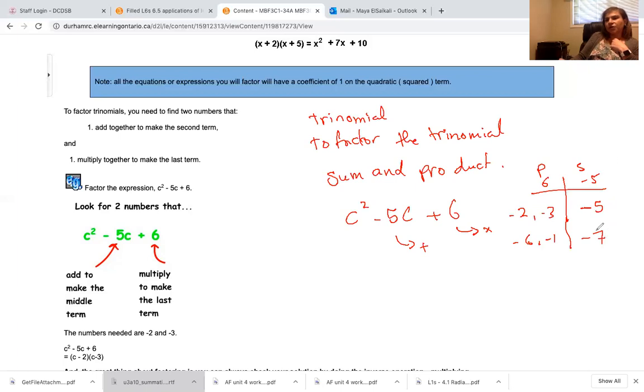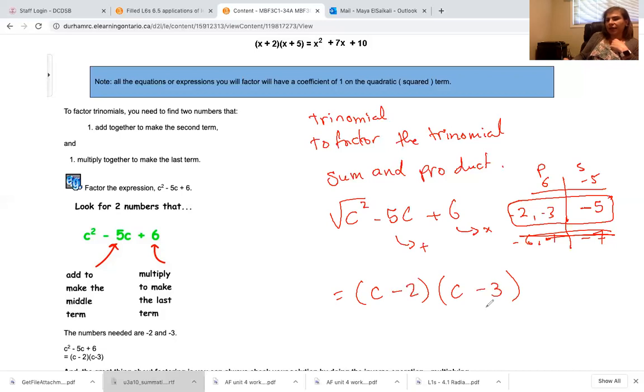Because I'm looking for the answer negative 5, then I know that my two factors are negative 2 and negative 3. So then I can factor this. You make two brackets. In the first bracket, you're going to put the c term, because you see how the square root of c squared gives you c, so you're going to put c here. And then the second thing is going to be the numbers. So I have negative 2 and negative 3, so I'm going to put negative 2 and negative 3, and now it's in factored form.